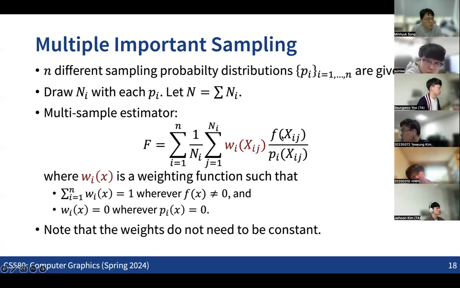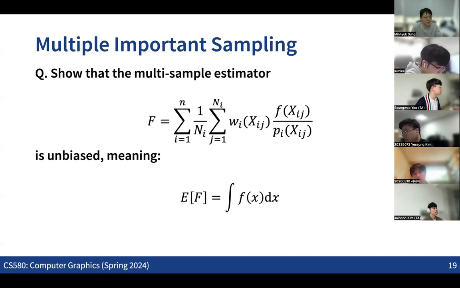One more thing is that the weights do not need to be constant. We could have constant weights for whatever sample we have, but it's actually better to have weights that are adjusted depending on the sample. So let's assume we have this kind of weight function. The question is whether this multi-sample estimator is also an unbiased estimator. Can you quickly check whether this estimator has an expected value equivalent to the integral of the function that we are calculating?